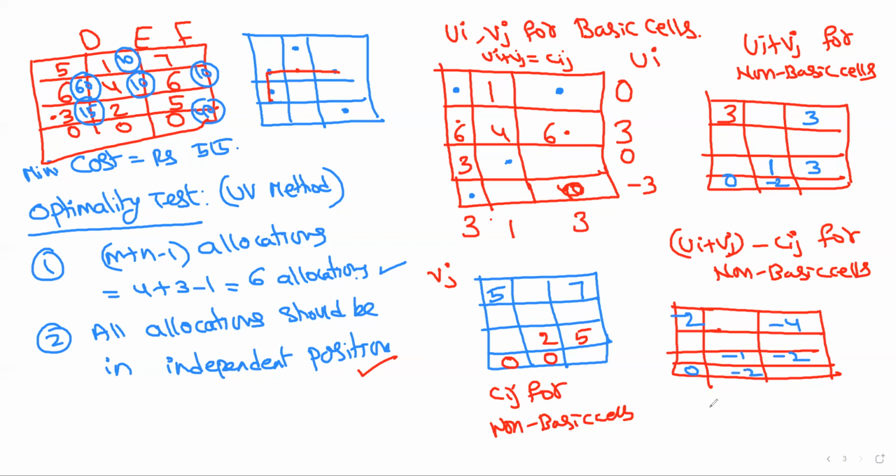minus 2. All these values Ui plus Vj minus Cij should be less than or equal to 0. All are less than or equal to 0. The solution is the optimal solution. Optimal, that is the final answer. What is the final answer which we got? 515 rupees. Optimal solution.